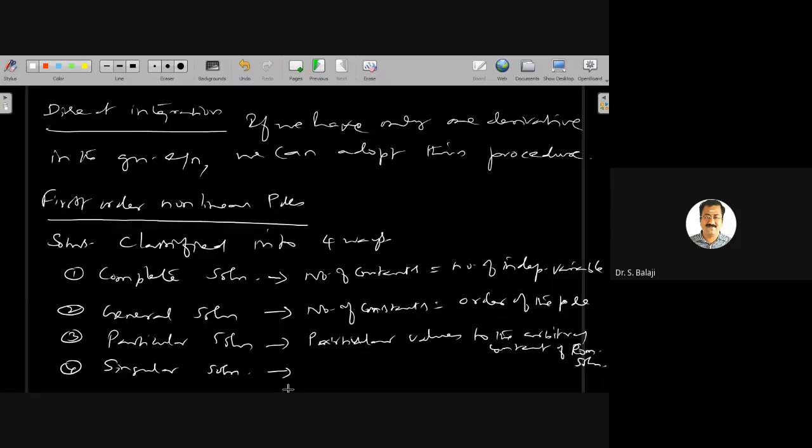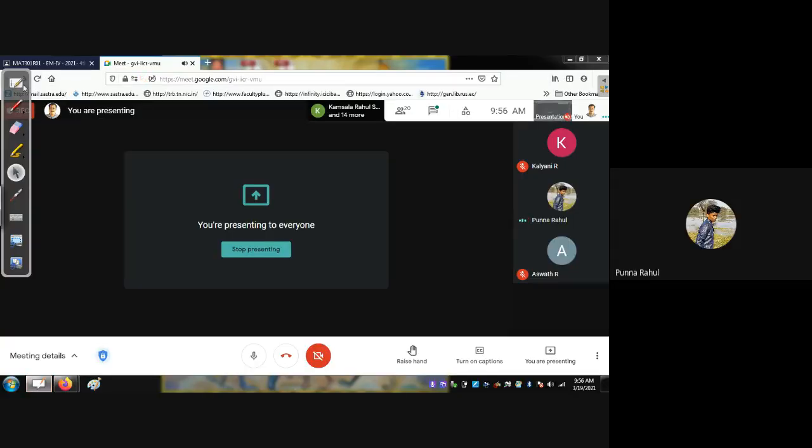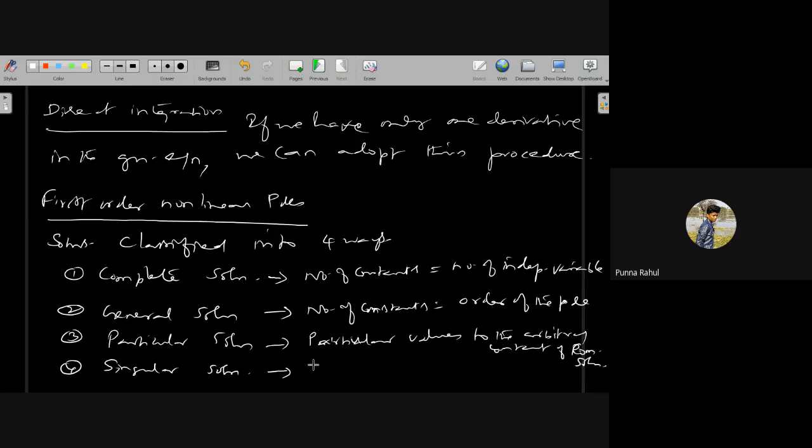Can anyone have the idea of singular solution? Envelope of family of curves, sir. We should differentiate with respect to the arbitrary constants and eliminate. Very good. It will be nothing but the envelope of the general or complete solution here.